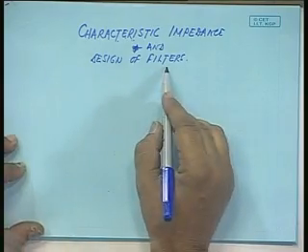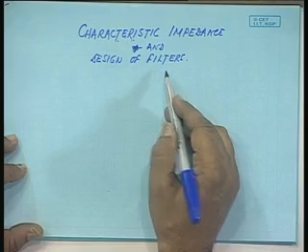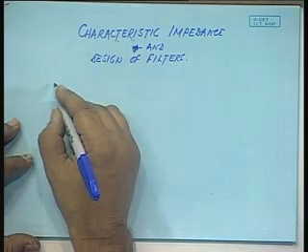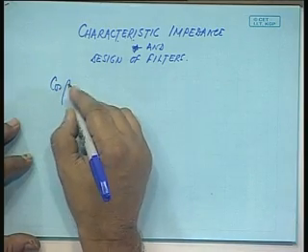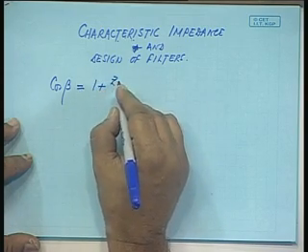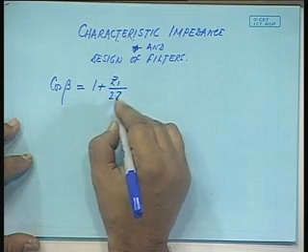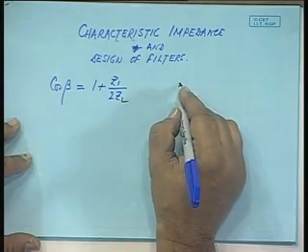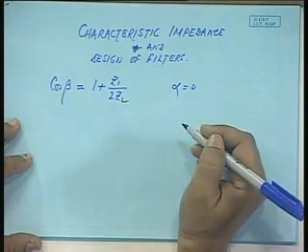Good morning, friends. Last time we discussed the properties of impedance, characteristic impedance, and today we will continue that and discuss the design of filters. Now, we saw last time cosine beta was 1 plus Z1 by twice Z2 when alpha equal to 0, that is in the pass band.